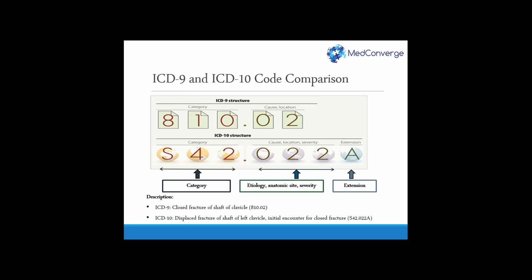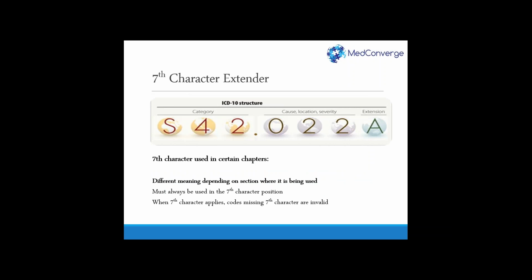It basically defines what kind of encounter it is, and it doesn't mean the same thing across all chapters. The 7th character means different things in different chapters, and in the chapter for musculoskeletal, particularly fractures, the extension means the type of encounter, whether it's a sequela, whether it's a subsequent, whether it's a complication. That's what the alphabet denotes, right? Okay, as I was telling, it's used in some chapters and it has different meaning depending on the section where it is being used.